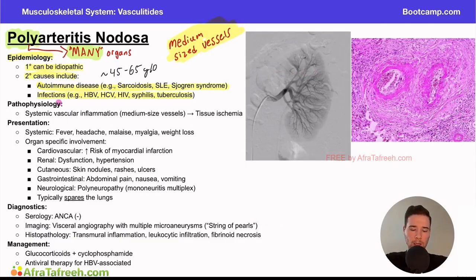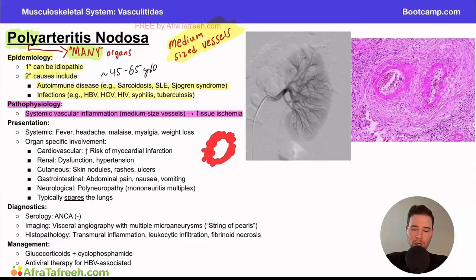Now, when we turn our attention to the pathophysiology here, we can see that this is due to systemic vascular inflammation, typically of medium-sized vessels, which we talked about, which ultimately leads to tissue ischemia. Again, if we get significant vascular inflammation, right, we have a vessel, it gets really, really inflamed, this can cause a little bit of an obstruction. This can lead to tissue ischemia, as not as much blood flow can actually go through the vessel itself.